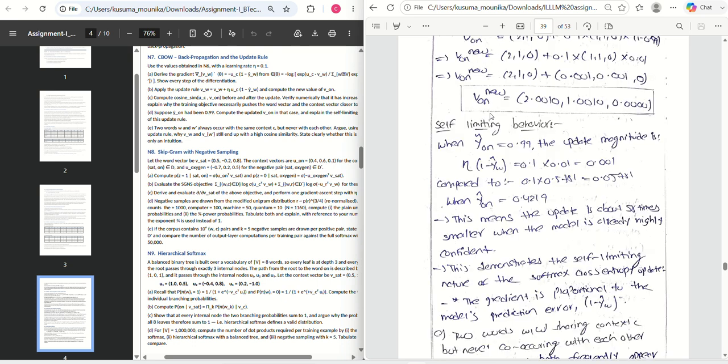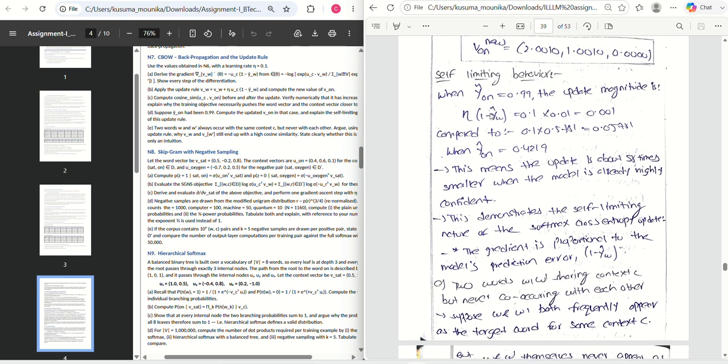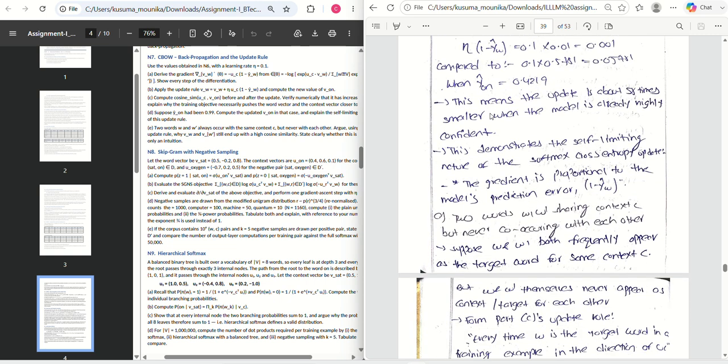This is self-limiting behavior. The gradient magnitude is proportional to the prediction error, 1 minus y hat, so as the model gets more confident and accurate, the update automatically shrinks, letting the model converge to stability instead of overshooting. Let's move to the last question.